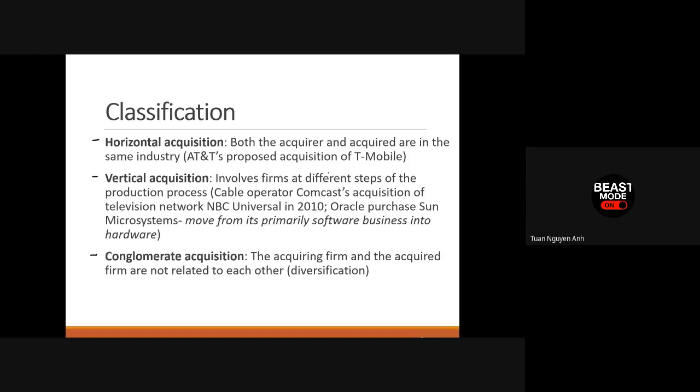The second one is the vertical. Vertical is a little bit different because you know that in an industry we see the value chain. We have a manufacturer first, and sometimes we have distribution, wholesale, and retail, for example, and then the end user. So there are many steps from manufacturing to the user. So in vertical, the manufacturer may acquire a distributor, or a wholesale distributor may acquire a retailer. This is what we call vertical acquisition.